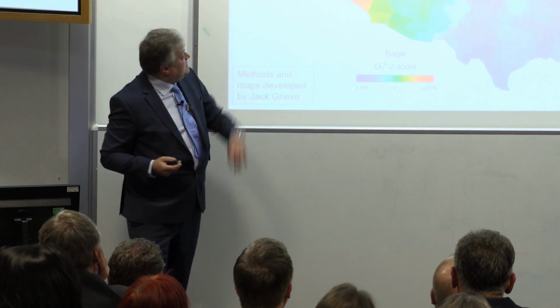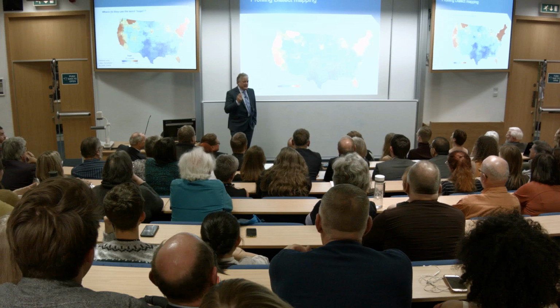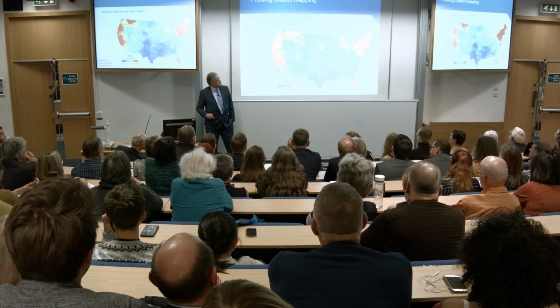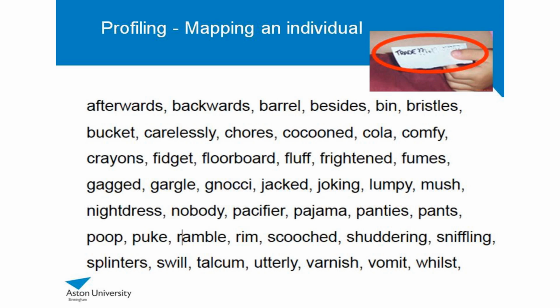And you can profile other things too. Where do they use the word bagel? Yeah, so you can pick up cultural patterns, and Jack's just an analysis on where people are talking about Trump according to their dialect features. Okay, so how can this help us? What we can do in this situation is take a list of words that an individual uses and we can map them.